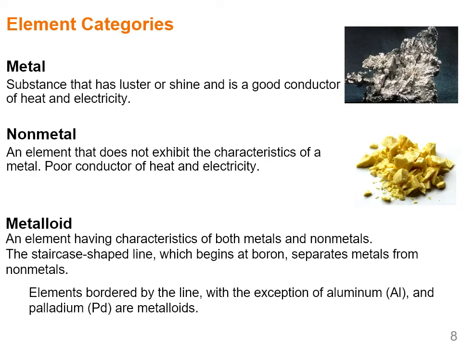And as a transition between these two types of elements, we have the metalloids, also known as semimetals or semiconductors. These have the characteristics of both metals and nonmetals. There's a staircase-shaped line starting at boron, separating the metals from nonmetals. Elements bordering that line, with the exception of aluminum and palladium, are metalloids.